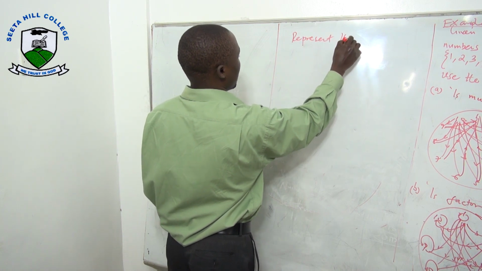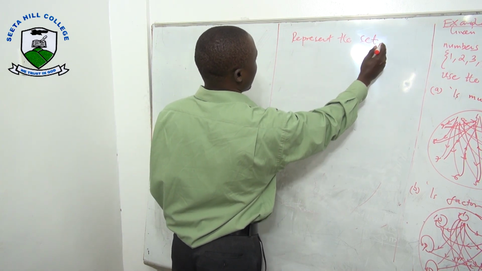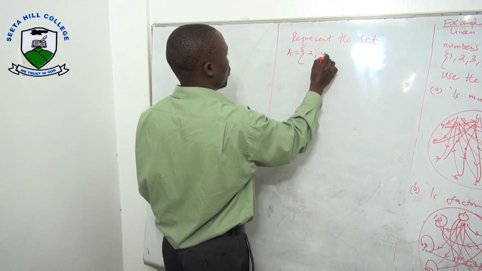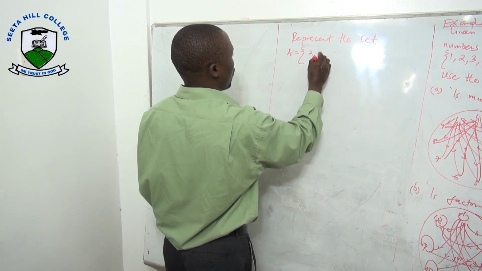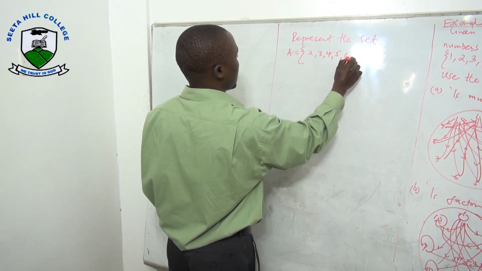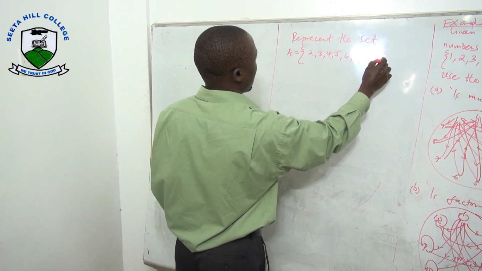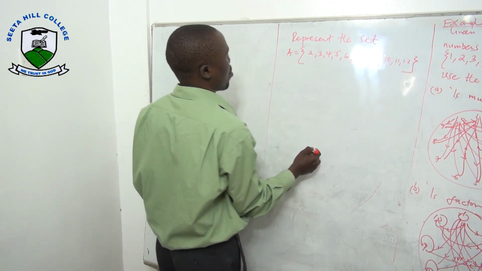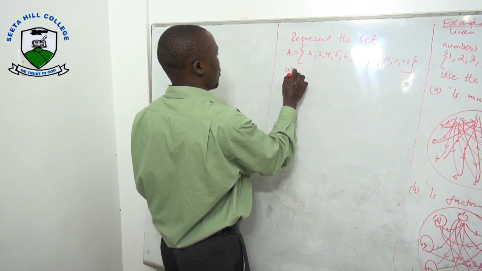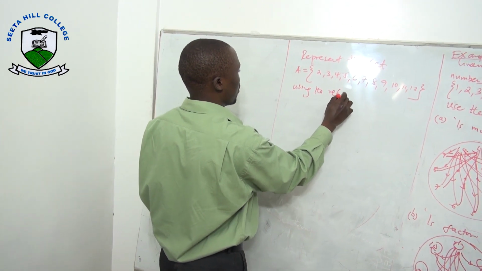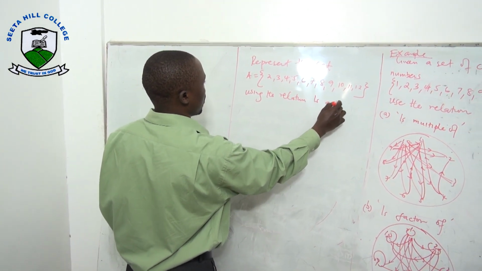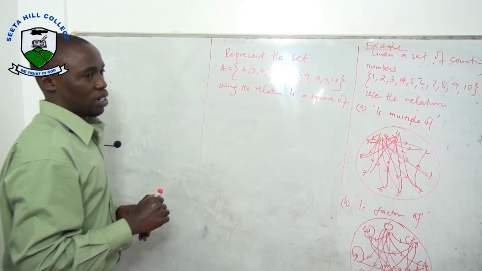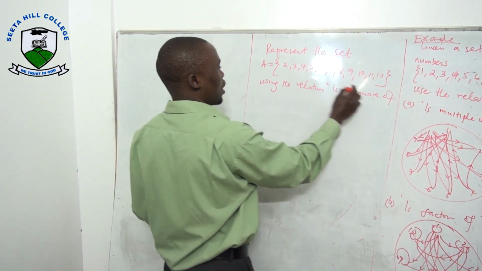represent the set A equal to 2, 3, 4, 5, 6, 7, 8, 9, 10, 11, 12 using the relation is a square of. Can we have one student taking on that? Then we shift.